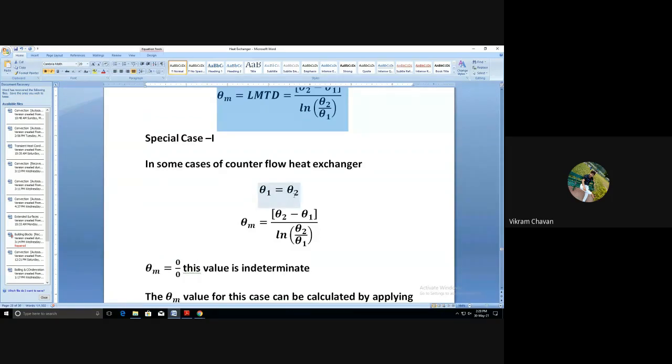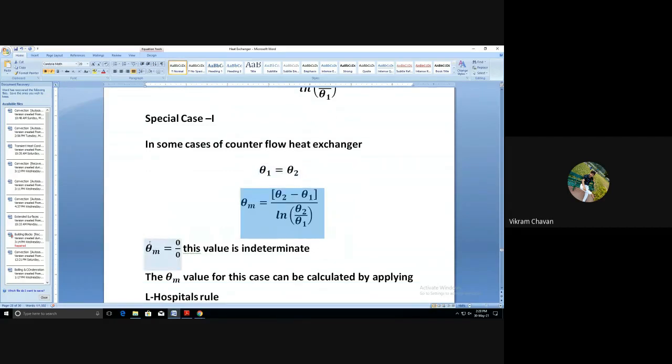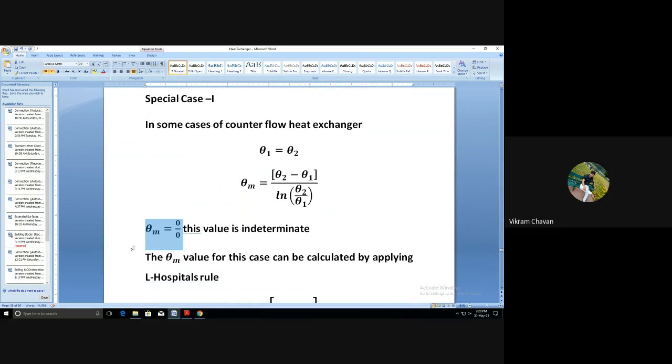If theta 1 is equal to theta 2, in that case we know that theta m, that is the LMTD, for both counter flow and parallel flow we get the same equation, that is theta m is equal to theta 2 minus theta 1 divided by ln of theta 2 divided by theta 1. If both the values are the same, then we will get 0 divided by 0. That is, theta m is equal to 0 divided by 0. So this value is indeterminate, we cannot find this particular value. So in this case we have to take the help of a limit, and we have to apply the L'Hospital rule.